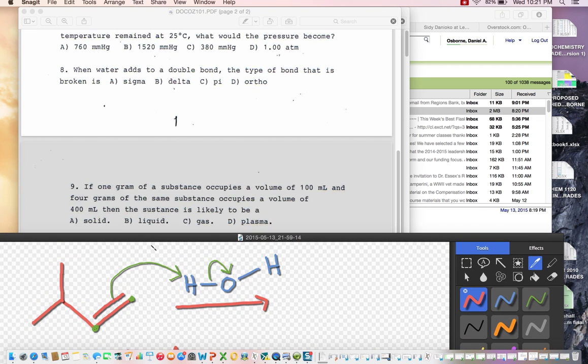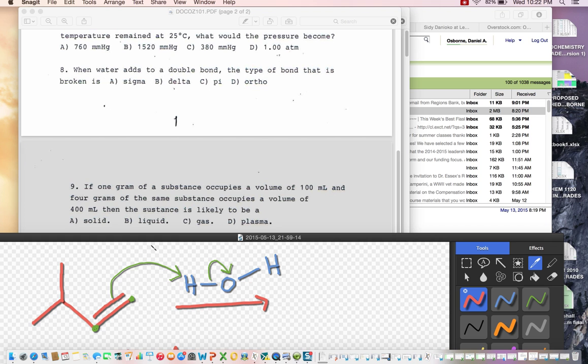Number 9. 1 gram of substance occupies a volume of 100 milliliters, and 4 grams of the same substance occupies a volume of 400 milliliters. Then the substance is most likely to be solid, liquid, gas, or plasma. So we have 1 gram of substance that has a volume of 100 mils, and then 4 times the mass has 4 times the volume. In other words, we're not expanding, we're not compressing, the density is relatively constant.